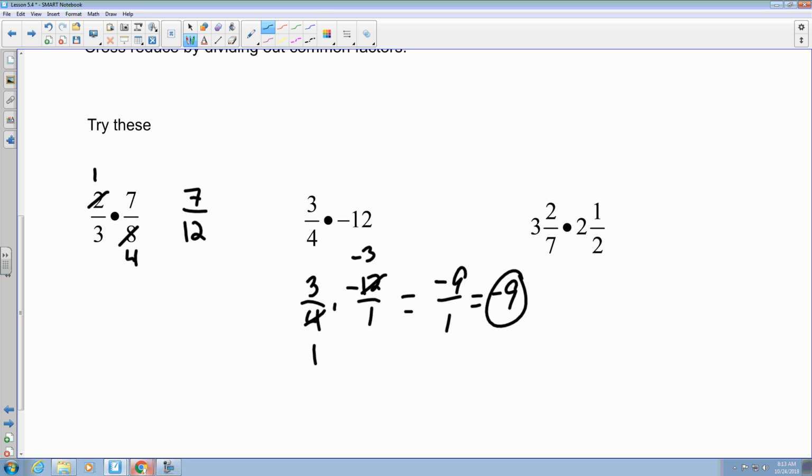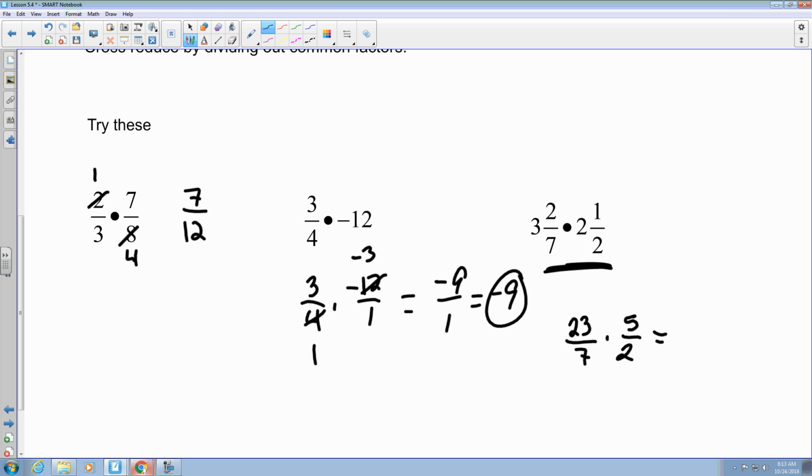All right, now we have a mixed number multiplication. We have 3 and 2/7 times 2 and 1/2. Same thing we talked about when we were adding or subtracting. For multiplying, you'll do the same thing, just put it into an improper fraction. 3 times 7 is 21, add 2, so I get 23 over 7, and that gets multiplied by 2 times 2, which is 4, add 1, that's 5, so that's 5 over 2. And then you just multiply it accordingly.